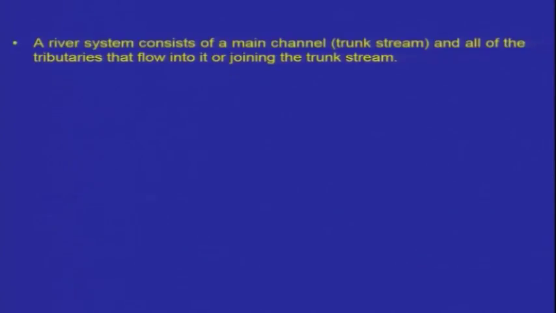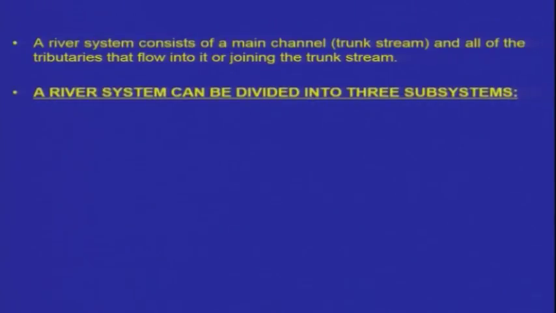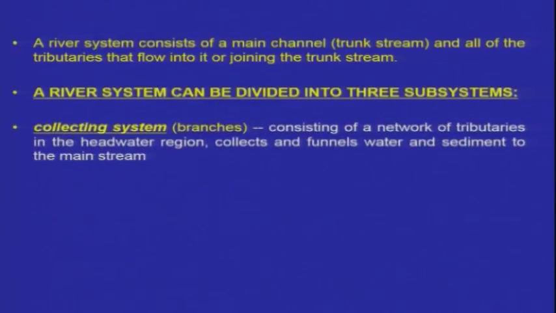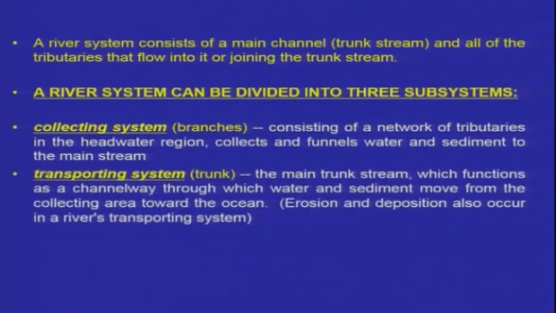So, a drainage system consists of a main stream, or we can say the main channel or trunk stream, and all of the tributaries that flow into it or join the trunk stream. A river system can be divided into three subsystems. One is the collecting system, consisting of a network of tributaries in the headwater area, which collects and funnels water and sediments into the main stream or trunk stream. Then we have the transporting system, which is the trunk stream, the main stream which functions as a channel way through which water and sediment move from the collecting area towards the ocean. So, during this journey, erosion and deposition will occur.